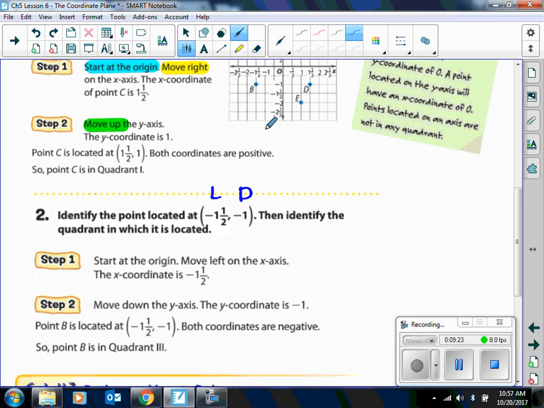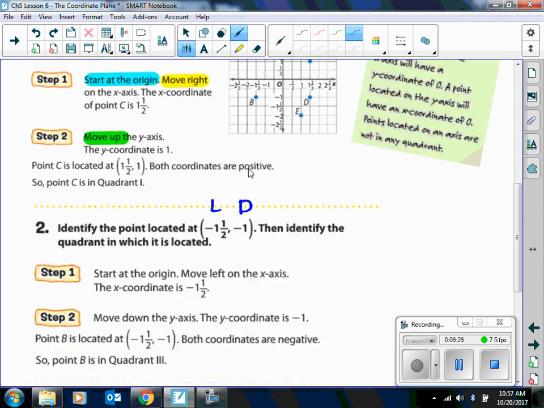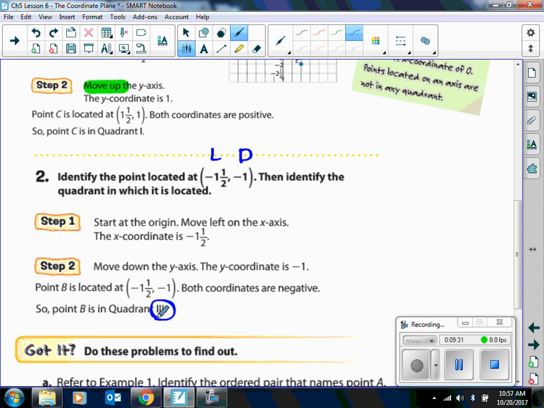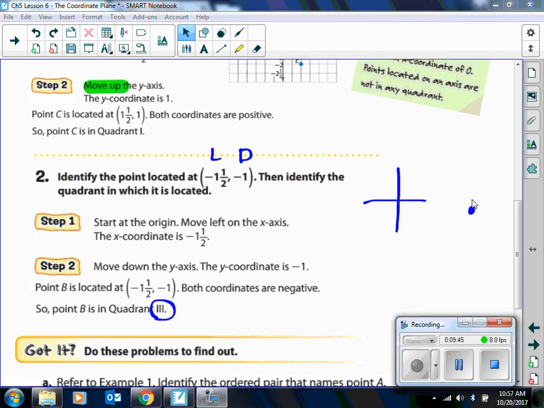So what quadrant is that? This is quadrant 3. Is everybody clear with that? That's quadrant 3. Because we're moving from the origin, with our ordered pair, we will move from the origin. We're going to move to -1.5. So that's going to go to the left. And then we're going to move down to -1. So down here is quadrant 3.